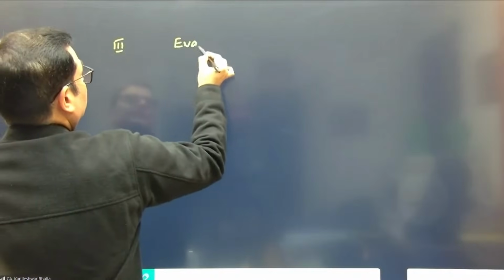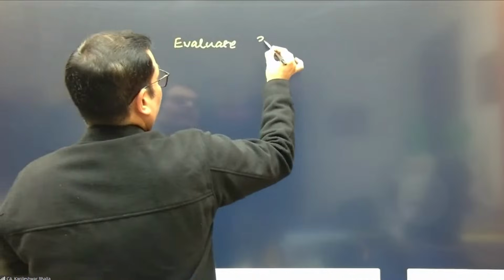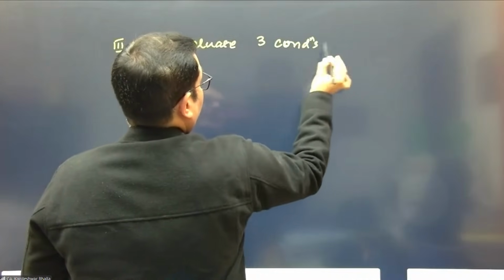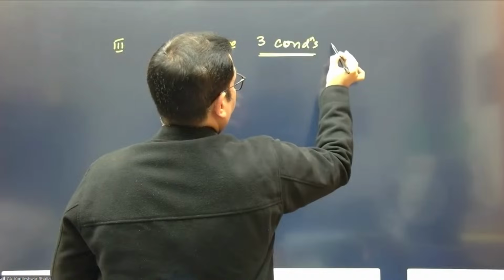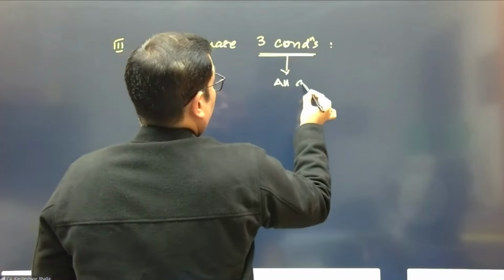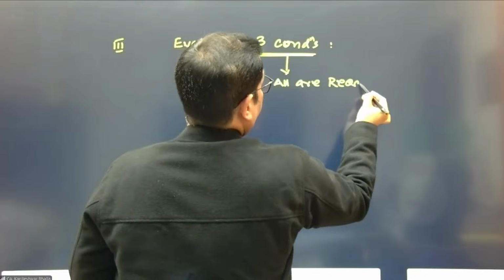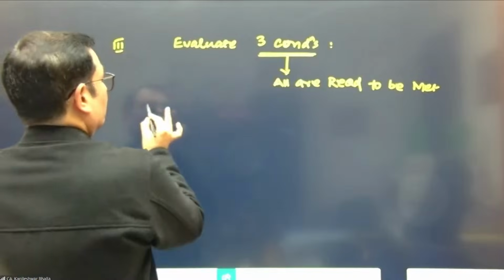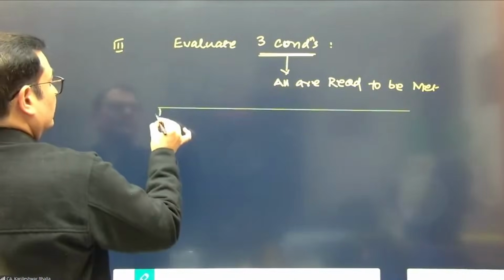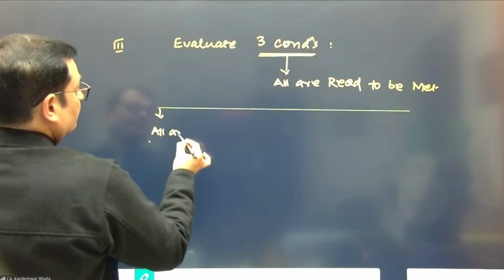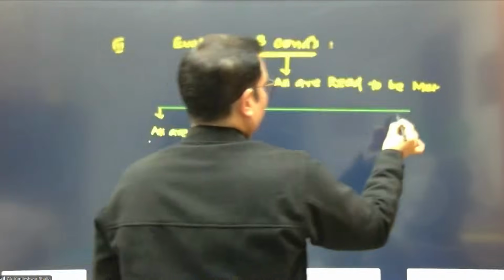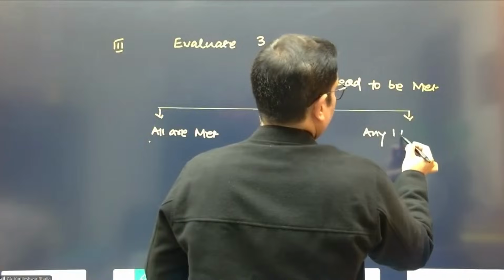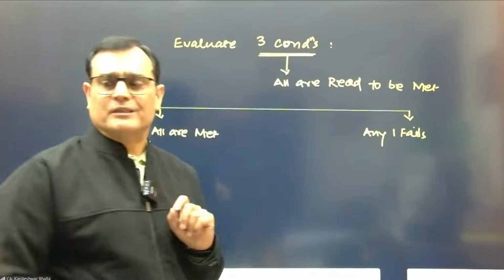And then finally, when you come to step number 3, we need to evaluate 3 conditions, and all these conditions are required to be met. So we've got 2 possibilities. One is that all the conditions are met. Or possibility 2, any one or more than one fails.